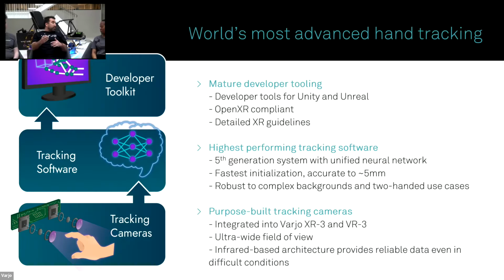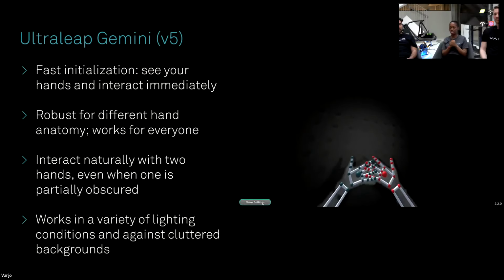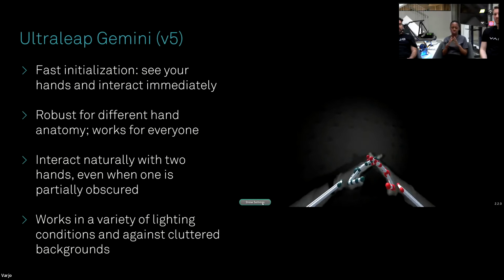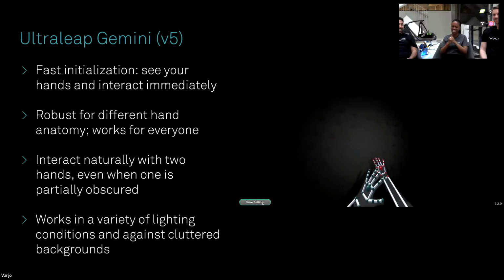So you mentioned the 5th generation, so there must be 4 generations before. Let's have a look a bit deeper at the 5th generation. What are the unique features of the 5th generation, Ultraleap Gemini? Yeah, we've got a couple of features that we really want to say make our hand tracking the best in the world. Actually, as you can see from the video, we've got this part about two-handed interactions, and I'm definitely a person that talks with my hands.